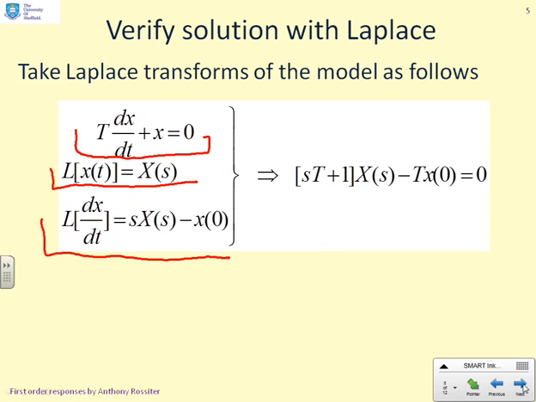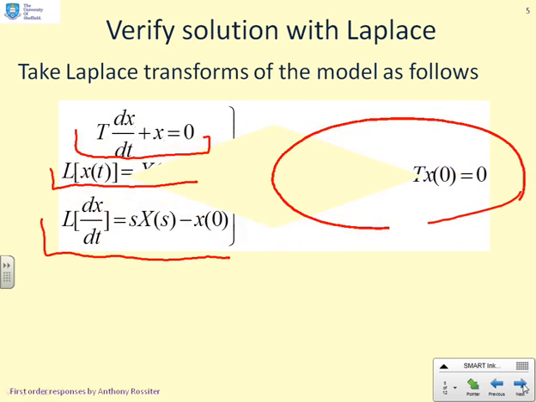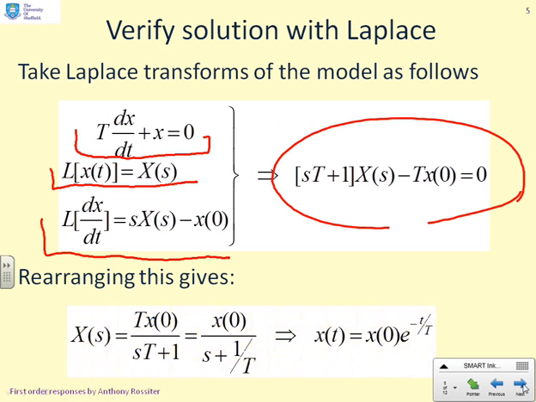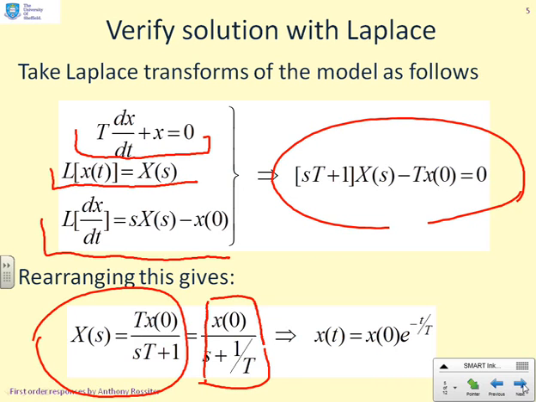So if I put those things together, then what I end up with is this solution here. Okay, that (sT plus 1) times X(s) minus capital T x(0) equals 0. If I rearrange this, which I've done at the bottom, you'll end up with capital X(s) equals T x(0) over (sT plus 1), and I can then rearrange that into the form x(0) over (s plus 1 over T), which is a standard form from the Laplace table, and therefore the solution follows.